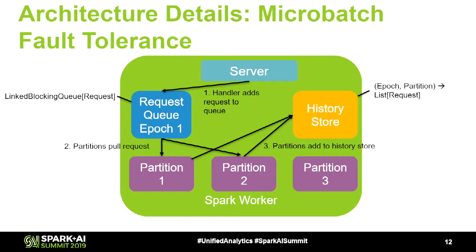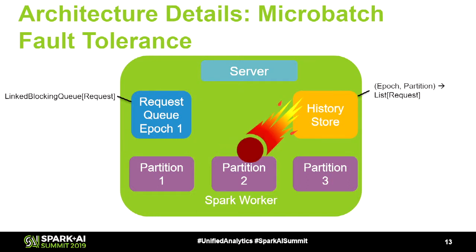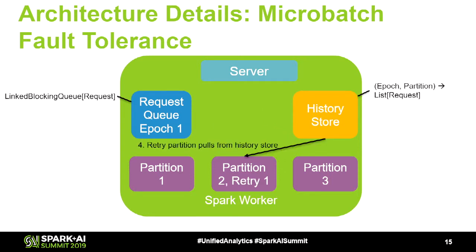And this is how we can get fault tolerance, is that we keep track of all the requests that we've received, which partition took them, which epoch of the streaming computation they were in, and we store them in a nice list so that we can refer back to them later if we need to. And so at this point, we have a giant meteor that comes and destroys our second partition, and it's in flames and everything, and we have to boot up another one.